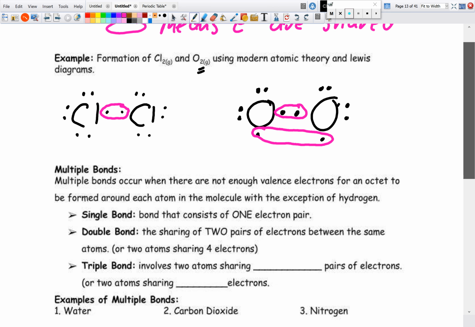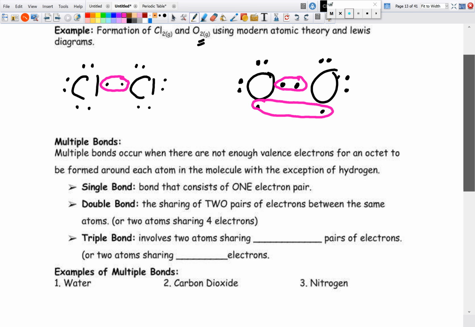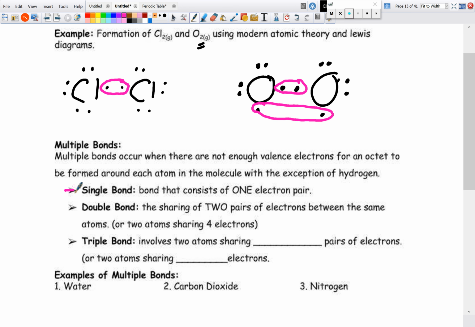That brings us to our next topic, multiple bonds. We're going to classify something as a single bond if it consists of only 1 electron pair. For example, from what we have right here, this will be classified as a single bond. Whereas a double bond is the sharing of 2 pairs of electrons between the same atoms. For example, this is our double bond.